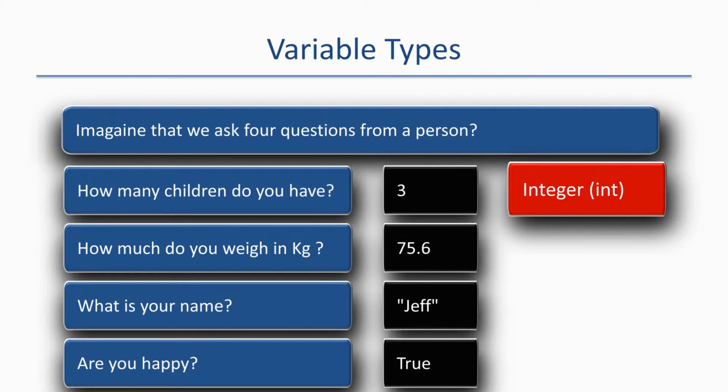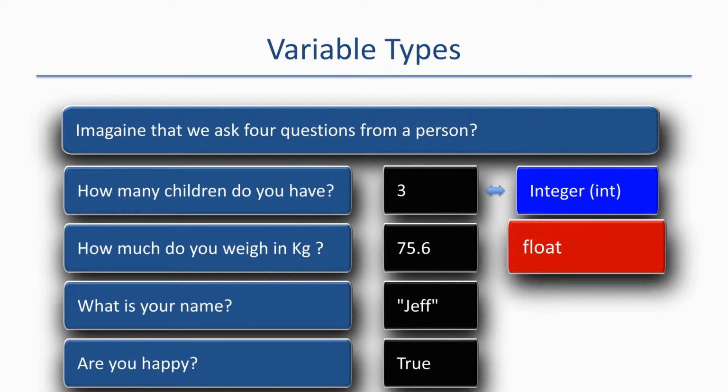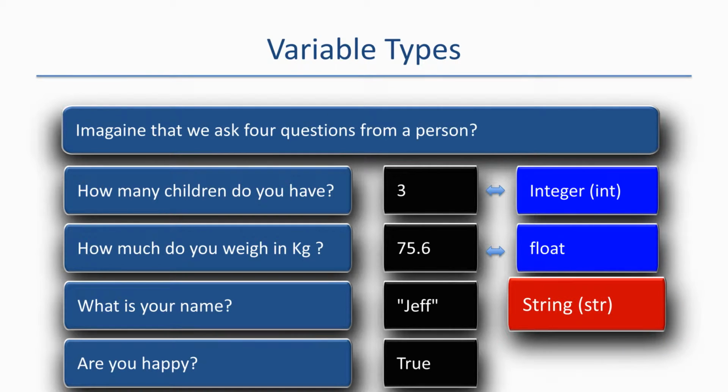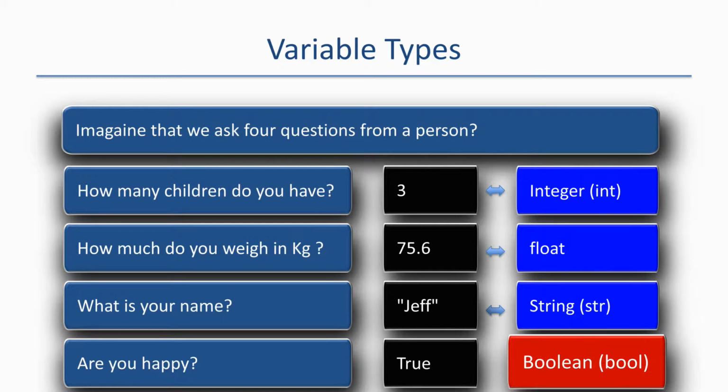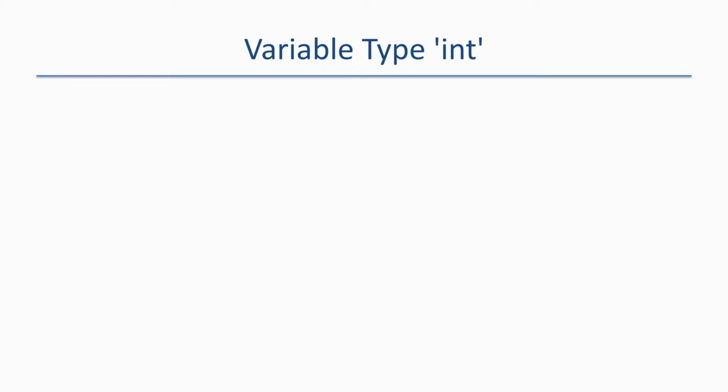For example, the first one is an integer that in Python is identified by int. The second one is called a floating point number. And the next one is a string of characters, and in Python, its symbol is str. And the last one is a Boolean type, which basically means there's only 2 possible answers of yes or no, or true or false. So let's start with the variable type int.